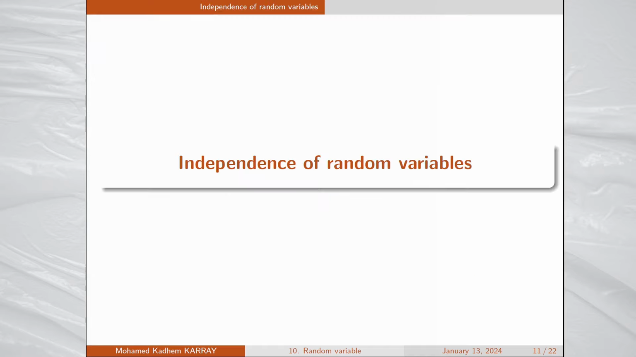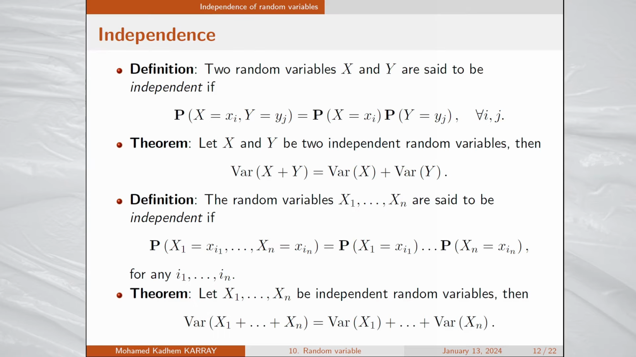The following section is about independence of random variables. So two random variables X and Y are said to be independent if the probability of X being equal to xi and Y being equal to yj equals the product of the probabilities. The probability that X equals xi multiplied by the probability that Y equals yj.